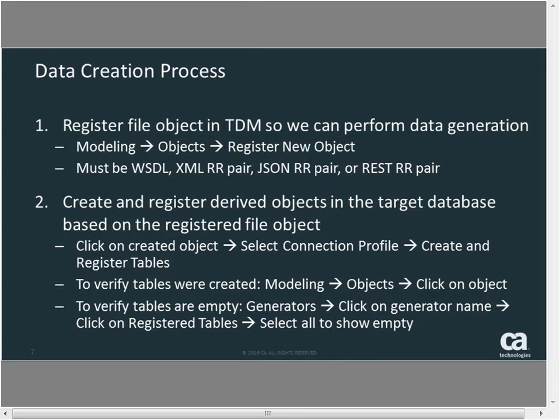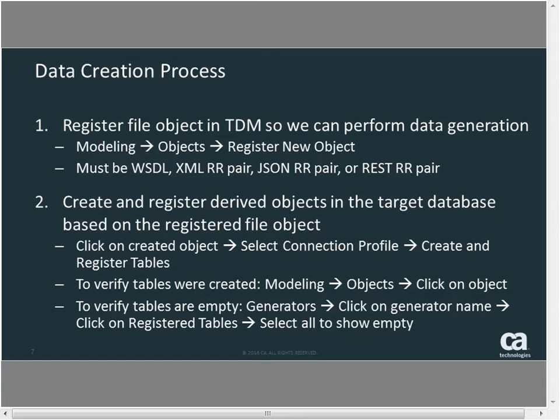Okay, so the data generation process. Again, step by step, I'll walk you through that diagram just to reinforce it. And I'll give you the steps of how to do it. We'll go through it in the demo and just some notes so that you can follow along on screen. But you're going to register a file. You register file objects so that you can perform data manipulation, data generation on them. You register the file objects in a context of a project and a version. Okay, so objects are tied to a version. And this gives us the information about XSDs, XMLs, WSDLs, JSONs, RR pairs that we can register as objects.